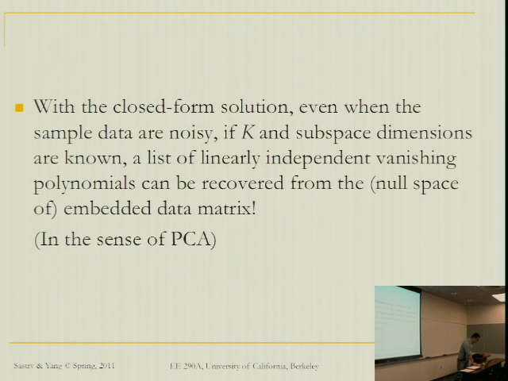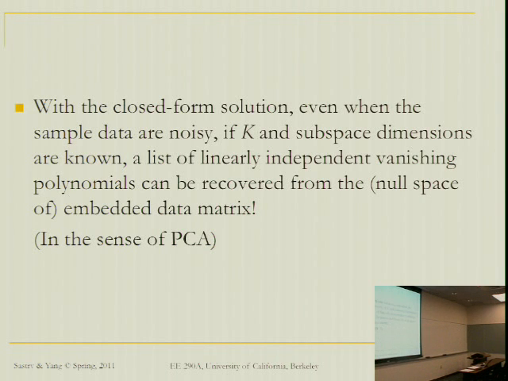Okay. So the conclusion is that with the closed form solution, even when the sample data are noisy, as long as you know k and their dimensions, you can just look at the table, and then you can use PCA to fit the best null space from your data matrix. You can use the coefficients of the null space to give you the best estimate for the vanishing polynomials. And then you can use that to do segmentation. Is that clear enough?